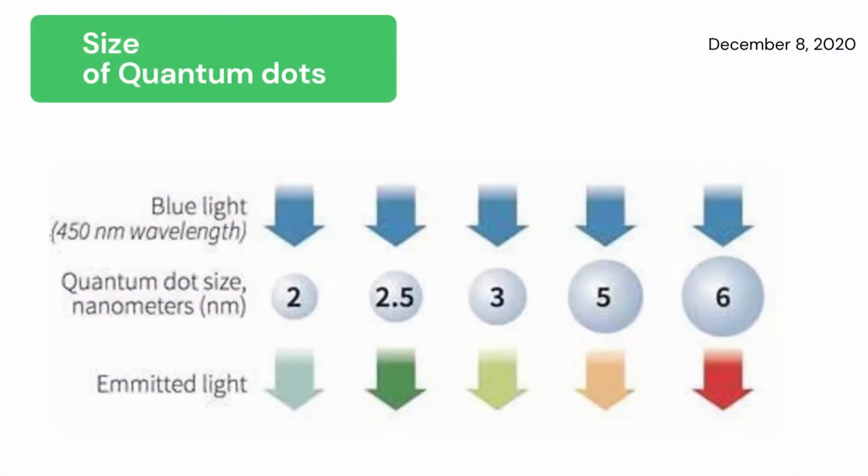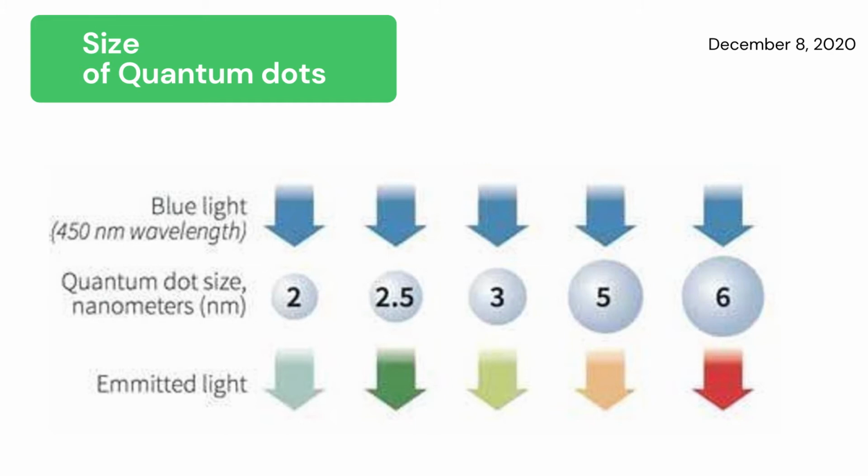I want to mention here, with a smaller quantum dot size we get a larger band gap and more energy is released. It means it has high energy and high frequency, and at the end we get a more bluish color. In the case of a larger quantum dot size, we get a smaller band gap and low energy. It means it has low energy and low frequency, and we get a more reddish color, as you can see in this figure. Like the 6 nanometer quantum dot emitted red color.